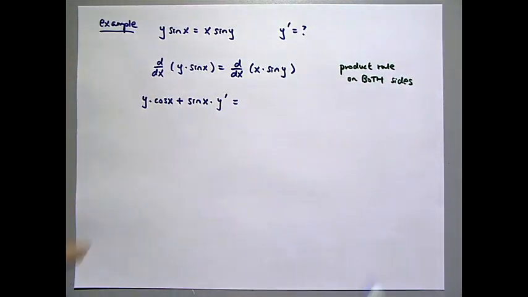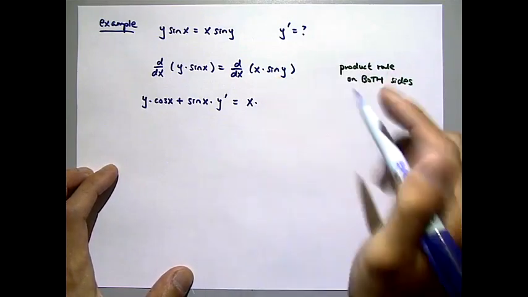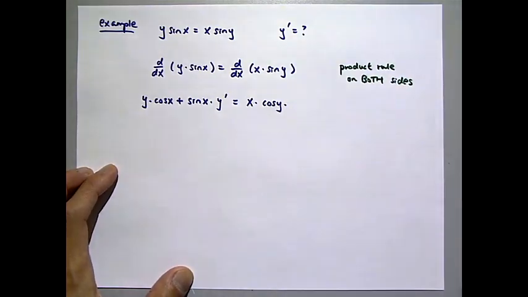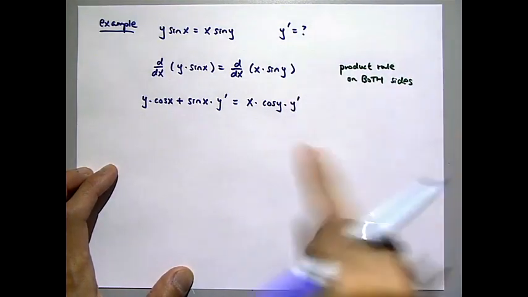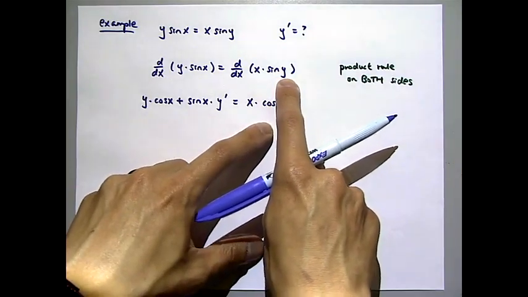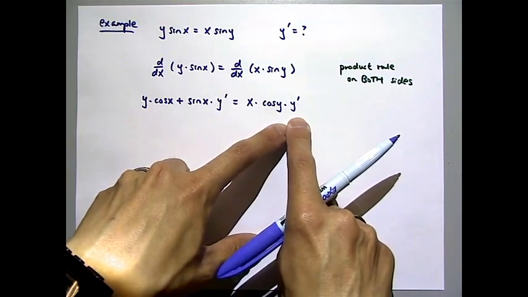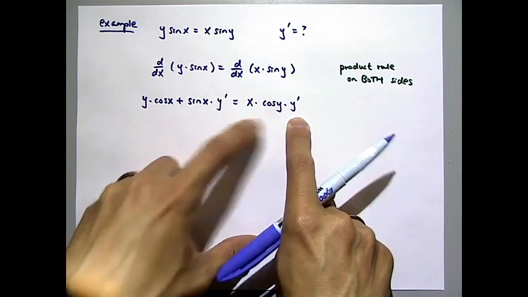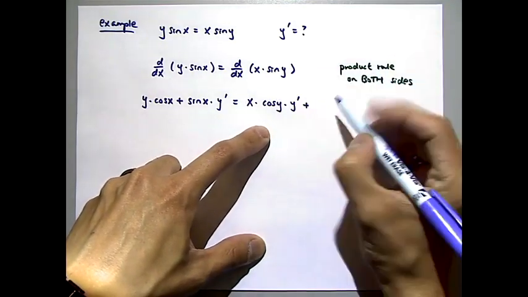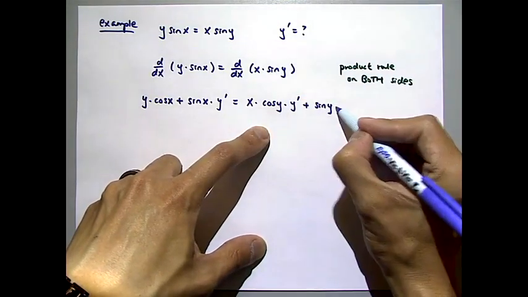Right-hand side, first times the derivative of the second, cosine of y and y prime, right? Remember, this is sine of something involving x. By the chain rule, derivative is cosine of the same thing times the derivative of that thing. First times the derivative of the second plus the second times derivative of the first, and that's just a 1.